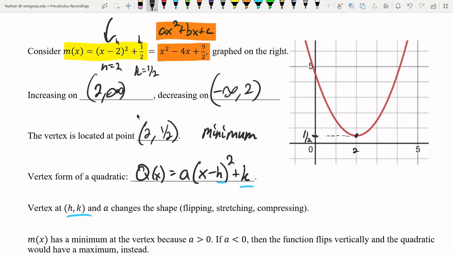And if you look at the vertex, we have 2 1/2 right there on the graph. Since a is 1, we have not stretched or compressed this, or even flipped it. So it's going to be the standard quadratic shape. A quadratic will always go over 1, up 1, then over 2, up 4, and it looks like this. That's the standard shape of a quadratic.